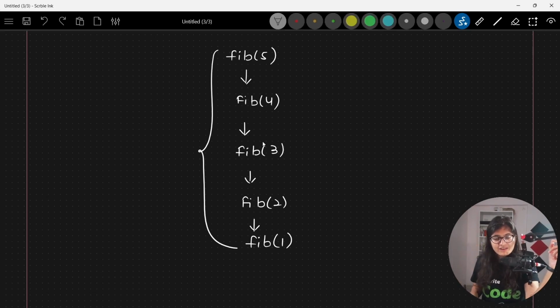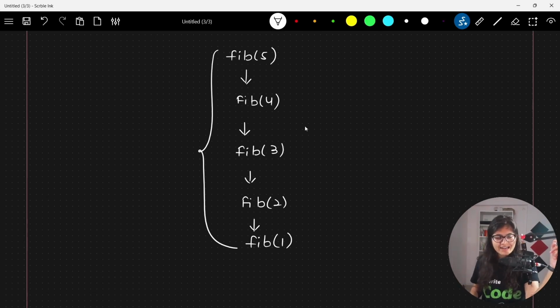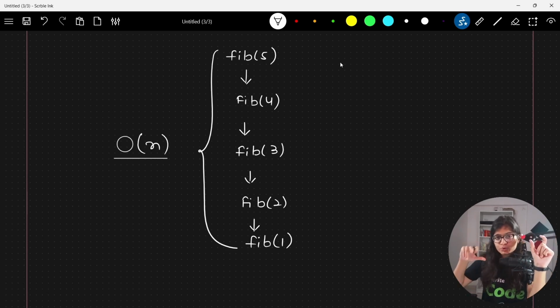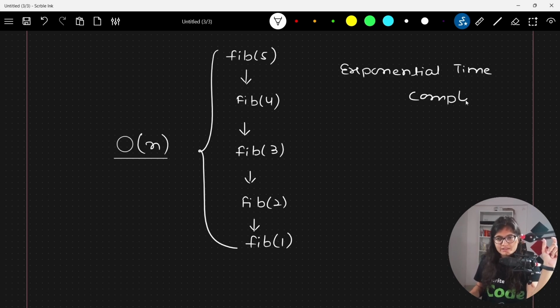Here, fib of 3 will be solved only one time. Fib of 4 will get its value only one time. So what I am saying is that there are only n function calls. So the time complexity will get reduced from big O of 2 to the power n, that is from exponential time complexity, to linear time complexity.